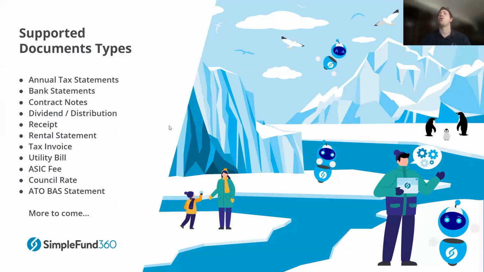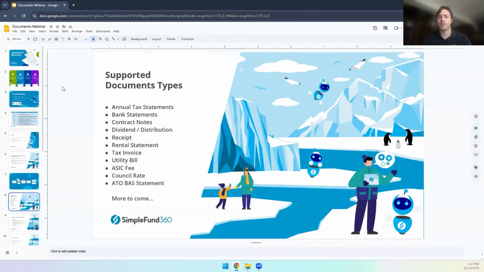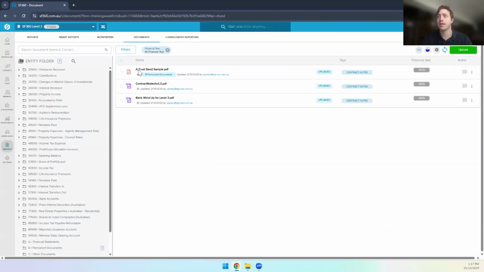So all of these supported document types are going to be able to be read. So we're just uploading the bank statement and some contract notes. Now the contract notes is a little bit more complicated because I've initially gave it a harder one to do. So if I go back, it might be uploaded now. Fantastic. Now you can see the trust deed that we've uploaded same way.